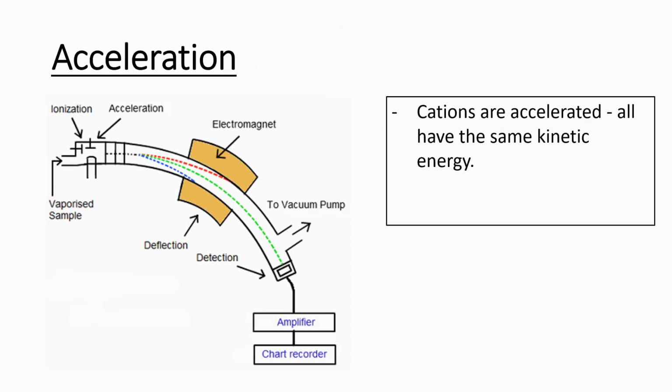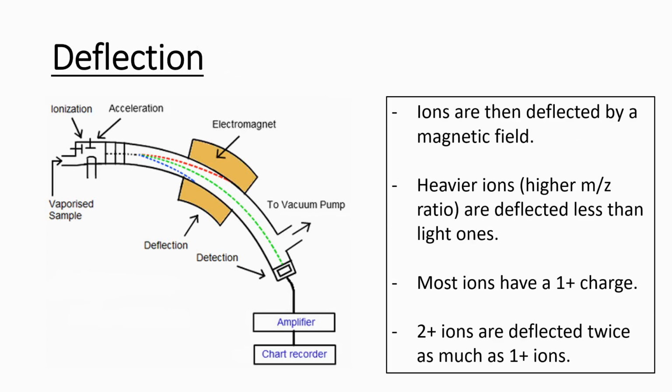The next step, acceleration. The purpose of this is that cations are accelerated and they all have the same kinetic energy when they enter this chamber or this tube where deflection occurs. So deflection is not according to the kinetic energy of the species because they all have the same kinetic energy. Rather, deflection depends on how heavy or light these species are. And it's very important to use the proper definition of mass to charge ratio.